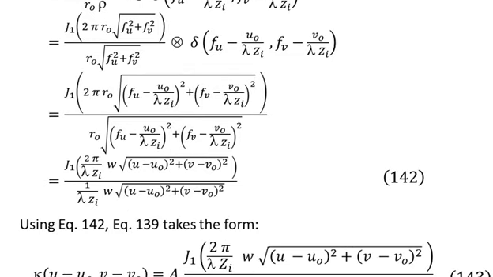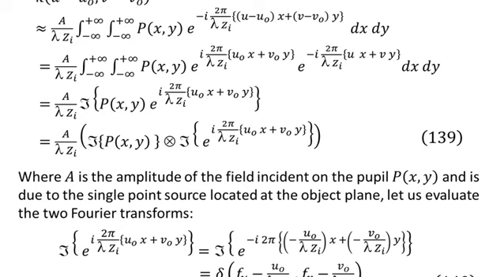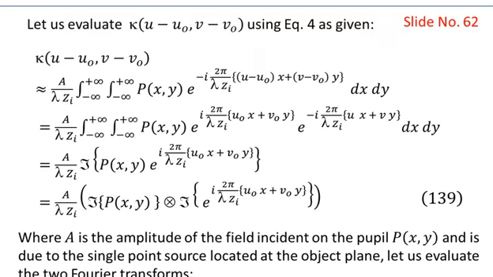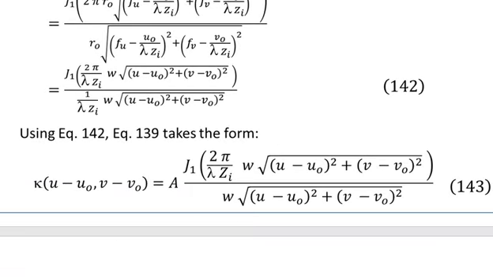the fifth step, which is J1 of 2 pi over lambda zi into w multiplied by the square root of u minus u naught whole square plus v minus v naught whole square, divided by 1 over lambda zi into w multiplied by the square root of u minus u naught whole square plus v minus v naught whole square, as in equation number 142. So we have evaluated the Fourier transform. So now we can plug in the Fourier transform over here as in equation number 139, and then we can find out the value of kappa, which we have shown in equation number 143. So this is the full expression of kappa.